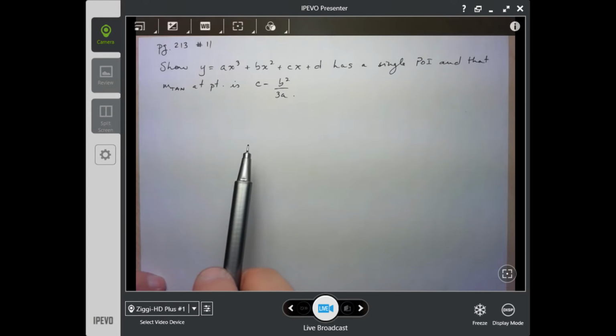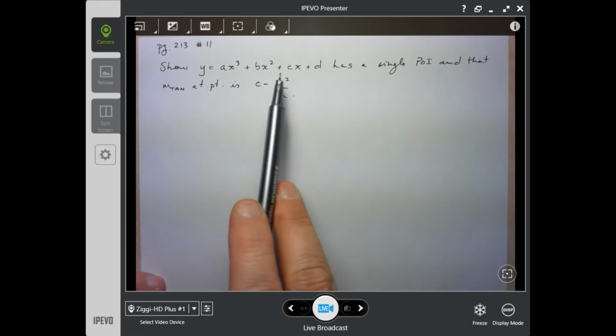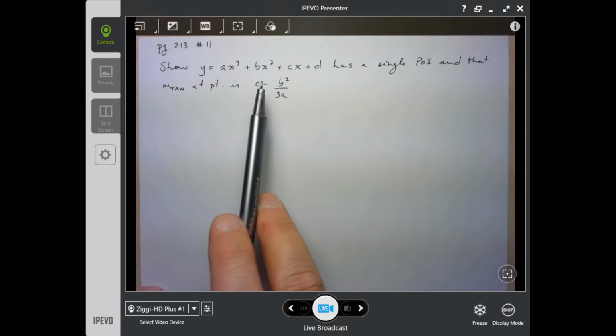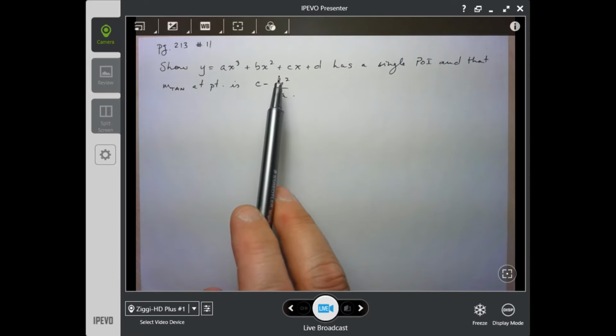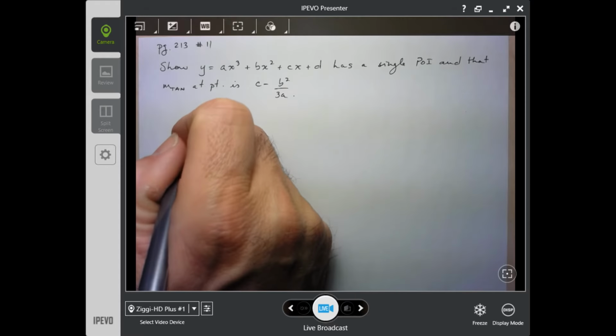Okay, so we know that we look for points of inflection where the second derivative is equal to 0 or doesn't exist, although because this is a polynomial, we know that the derivatives are always going to exist, so we don't have to worry about that. We're just looking for where the second derivative is equal to 0. All right, so let's start by finding the first derivative.